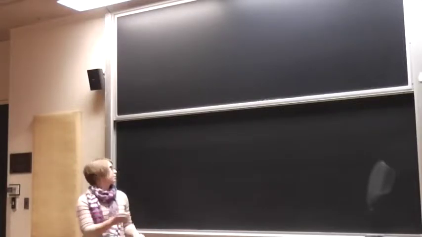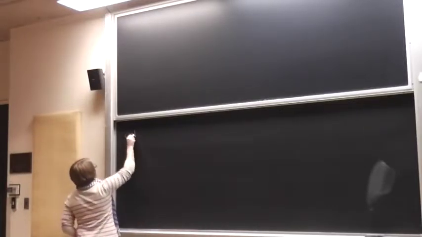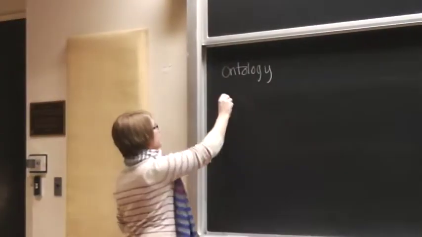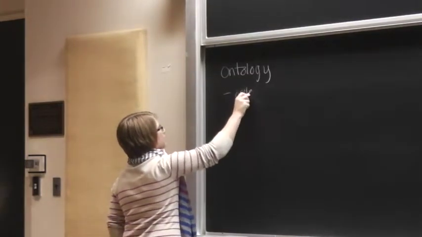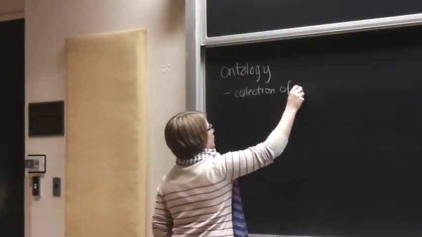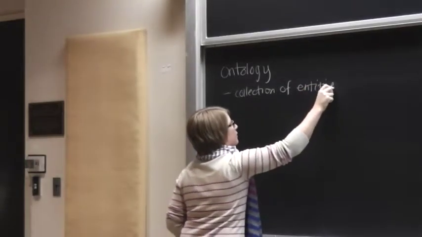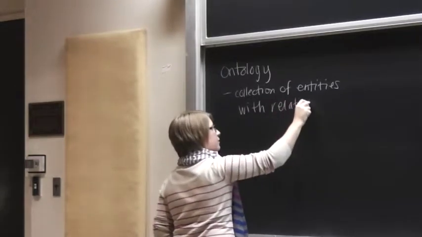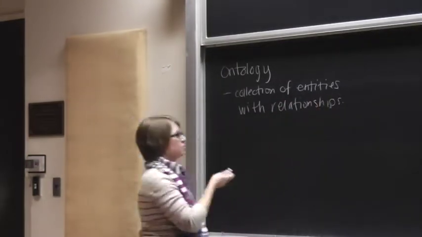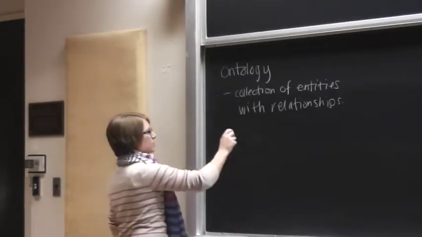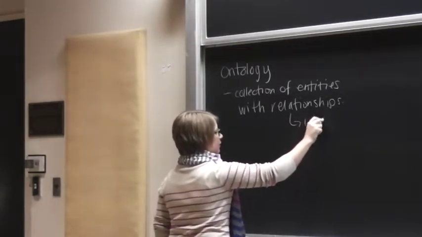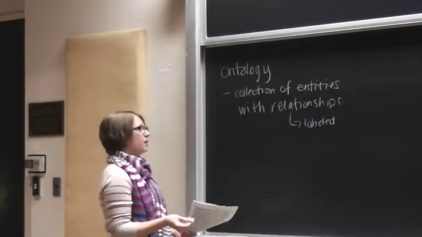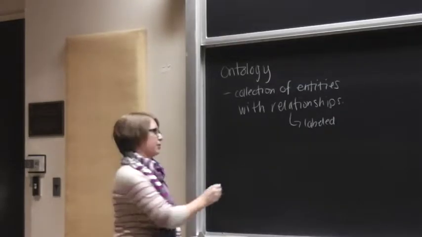So the application is motivated by ontologies. This is a philosophy term, but we use it to basically mean a collection of entities with relationships. So this is really just a graph, and the relationships are labeled. So there are different types of relationships, and the most common one that you see in these kinds of things is the is-a relationship.